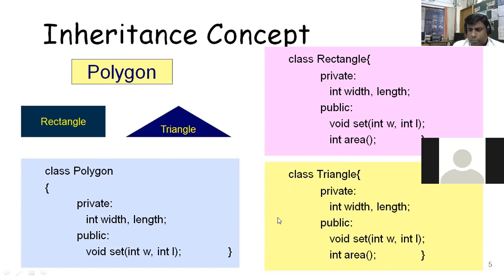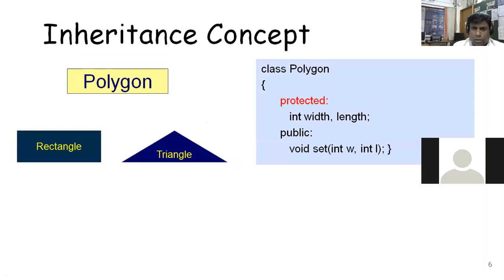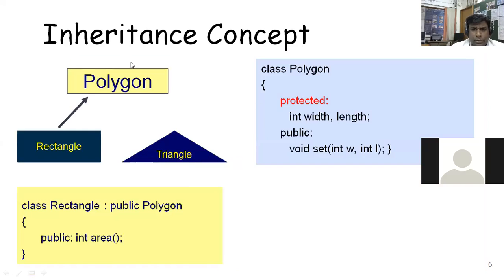Now, when inheritance comes in, what will we see? Look at this. Rectangle is inheriting the properties of the polygon. This is the polygon class, which defines the integer variables width and length, whose type is protected, and one member function defined as public void set. Once we inherit the properties of the polygon in the class rectangle, we only define the integer area function in the class rectangle, and we inherit all the data already defined or declared in the class polygon. So this is inheritance.